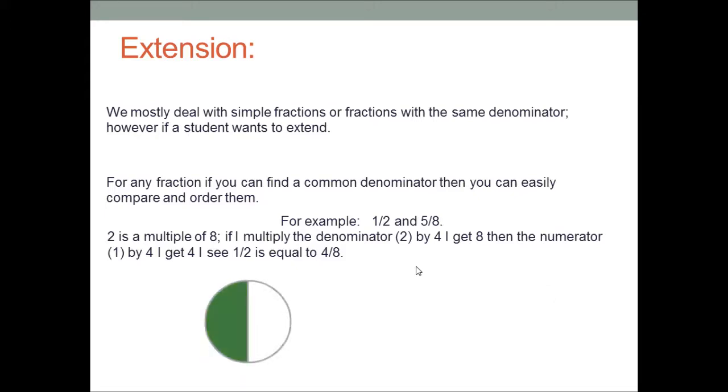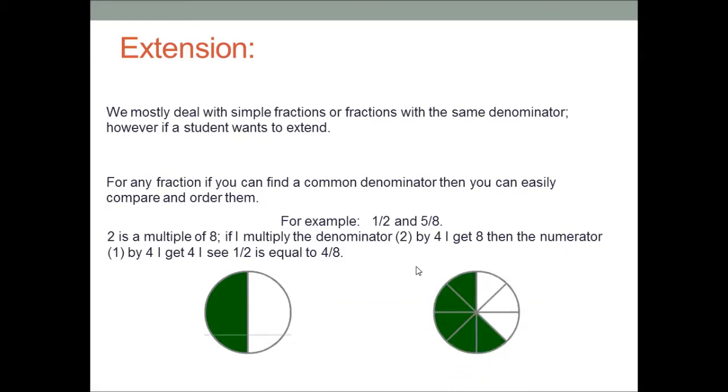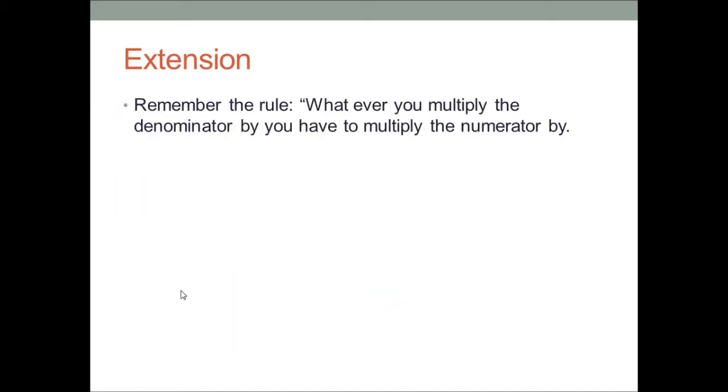Let me show you what that looks like. Here's my half. Now if I multiply, and there's my 5/8, if I multiply my half by 2, you see I'll get quarters, so I've got 2 quarters now. And if I multiply that again, so I've multiplied it in total by 4, you can see now I've got 8s. So my 4/8 is clearly smaller than my 5/8. Just always remember with that rule, whatever you multiply the denominator by, you have to multiply the numerator by.